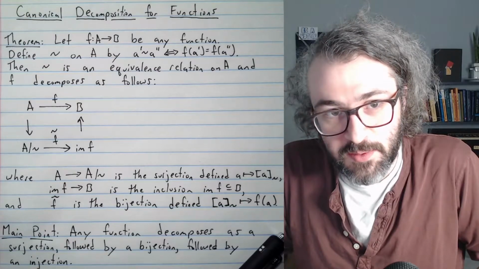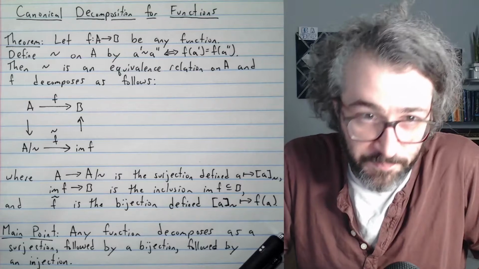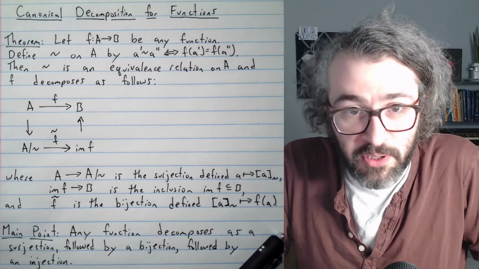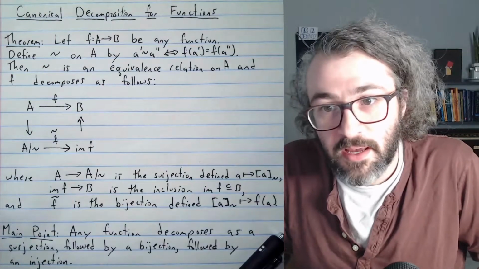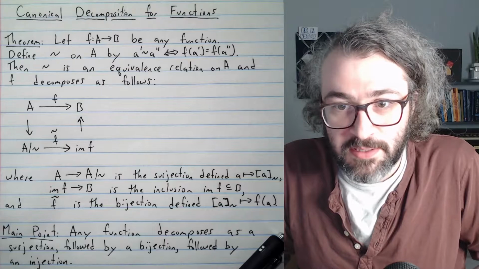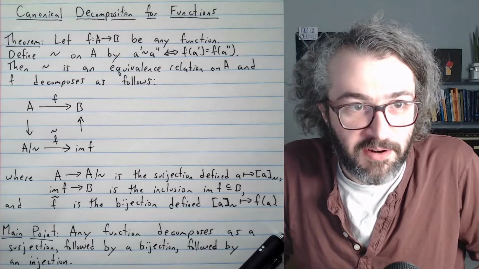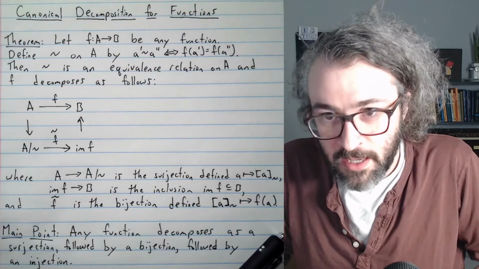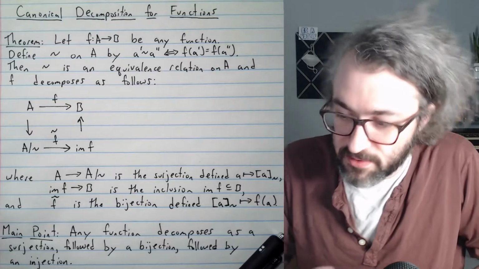This video is for anyone who is just getting started studying abstract algebra. So I put a theorem up on the screen. It's called the canonical decomposition for functions. It's pretty useful when you're studying abstract algebra, but it's not always in the curriculum clearly, even if it's there in the background. So it's not about groups, it's not about rings, it's just about sets and functions.